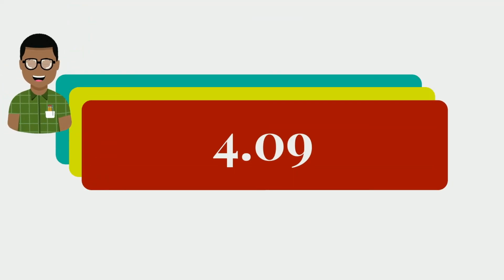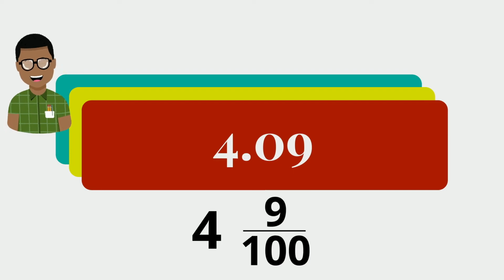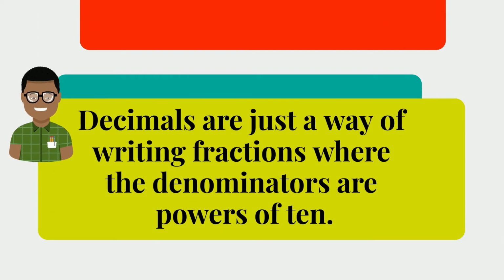So when I look at a number like 4.09, what we're really looking at is 4 9/100. That's how you say it, 4 9/100. So a decimal is just a way of writing a fraction where the denominator is a power of 10. Think about it as easy as that. A fraction where the denominator is a power of 10.